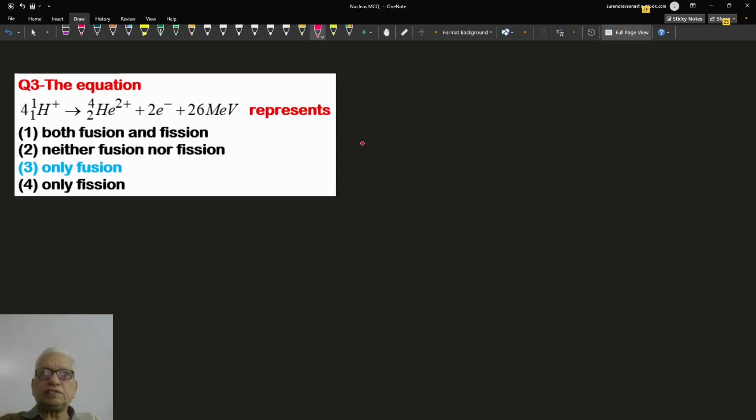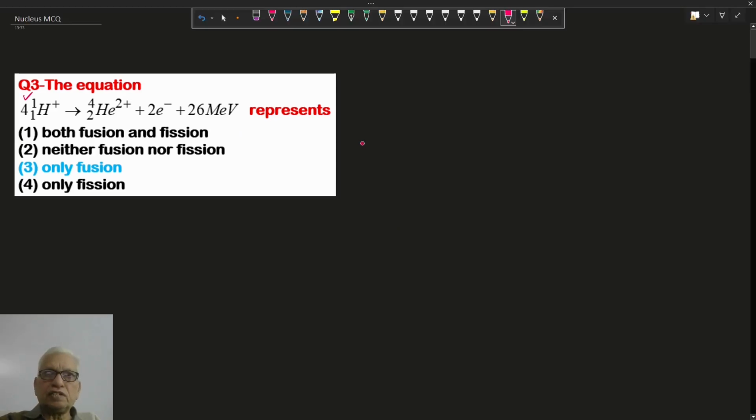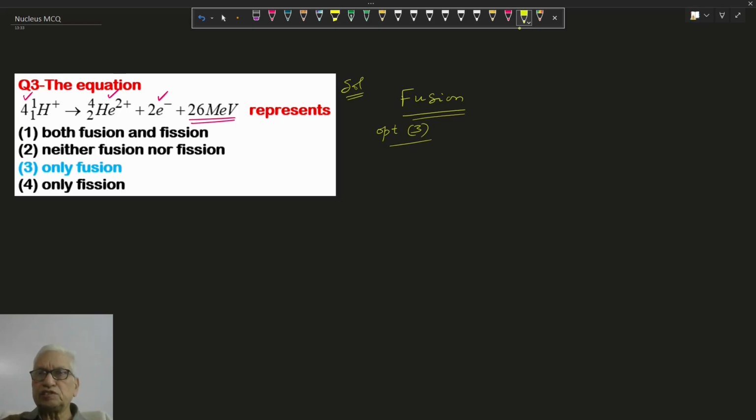Hello, in this question is the equation for the hydrogen atom. We combine them, we are getting the helium nucleus, and here positrons are formed, two of them, and we are releasing the energy 26 million electron volt. So if we combine them, the combination of smaller nuclei into bigger nuclei is called a fusion reaction. So the only possible reaction is fusion, not fission. So option 3, only fusion reaction is possible.